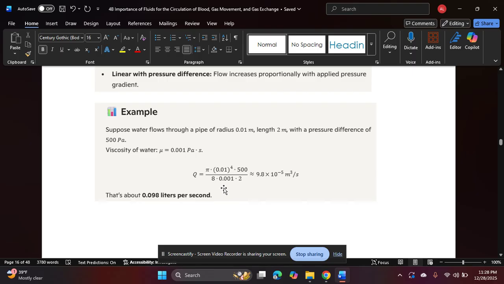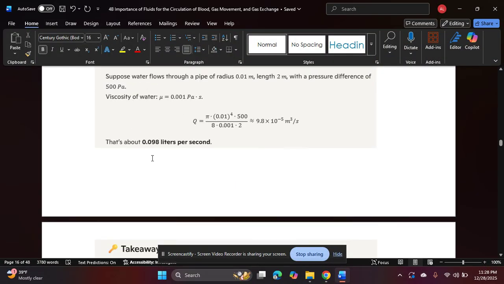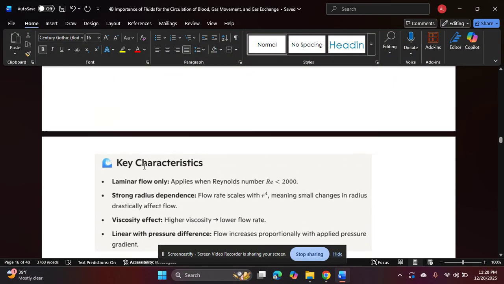8.8 multiplied by 0.001 into 2, right? So it is approximately 9.8 into 10 raised to minus 5 meter cube per second. So that's like 0.098 liters per second, right?